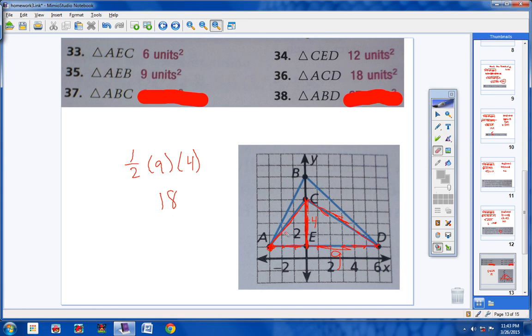So your answer would be 18 square units. Alright, let's try number 37. Triangle ABC. So A down to B and then to C, okay? Now, let's think about this for a second. Let's look this through, okay? Here's what I'm thinking and see if this makes sense, guys. Okay, watch this carefully. I think I already found the area of this big triangle AEB right here.